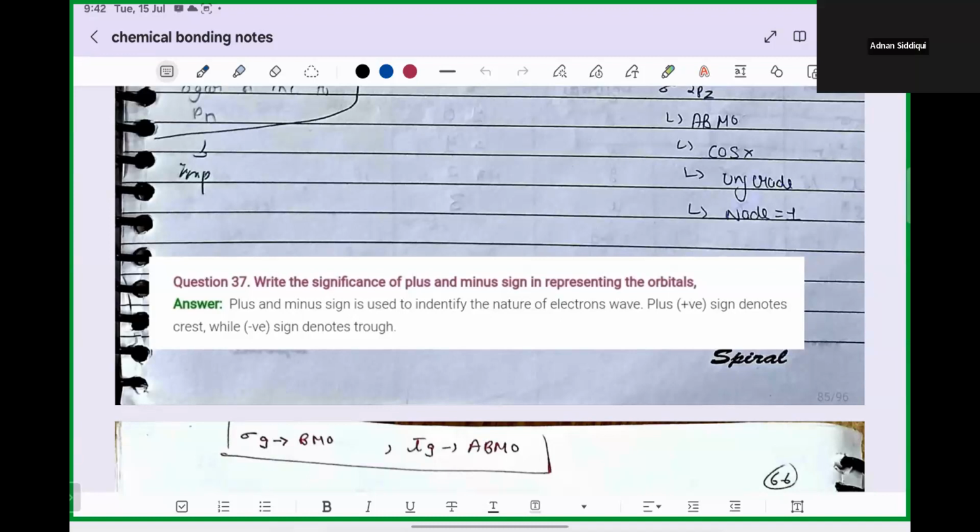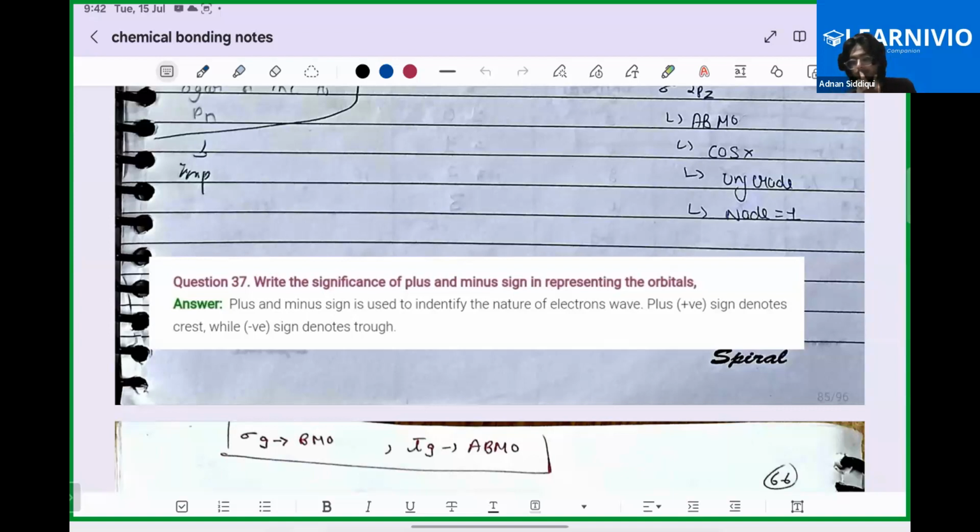And what's the second question? How is it different from hybridization? Hybridization. Hmm. In molecular orbital theory, what is happening? Two atomic orbitals are combining and giving two molecular orbitals of different energy. How is it different from hybridization? Is my question clear?